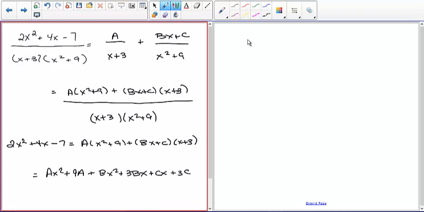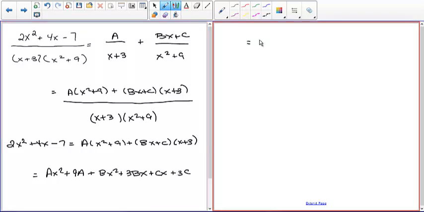Okay. And then you can group the terms according to the x squared one. So the two terms that have x squared are A and B. So we'll have x squared times A plus B, and then you have x times these two terms that involve x, so you get 3B plus C, and then you have the two constant terms, which are 9A and 3C.